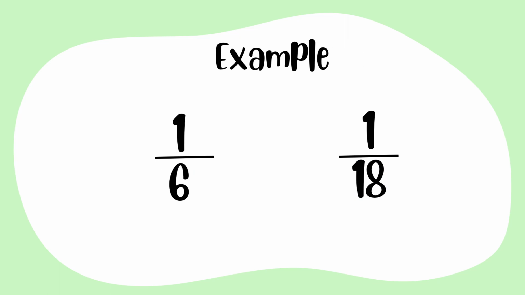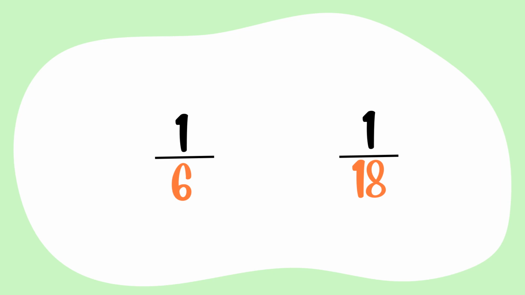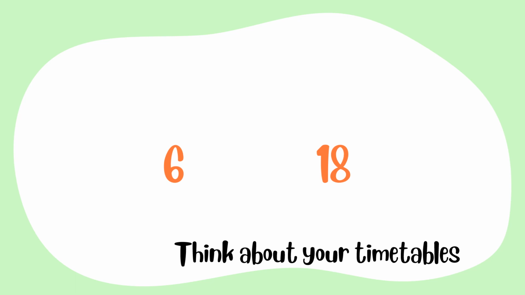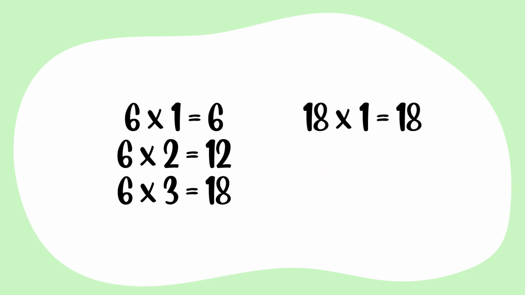Here we have 1/6 and 1/18. 6 and 18 are our denominators, so we must think about the times tables for 6 and 18. We start off by looking at our 6 times tables because it's a smaller number. 6 times 1 is 6, 6 times 2 is 12, 6 times 3 is 18. This should immediately start ringing bells because we're about to look at our 18 times tables. 18 times 1 is 18, and since 18 appears in both lists, we can use it as our lowest common denominator.